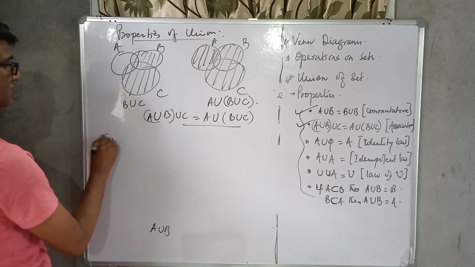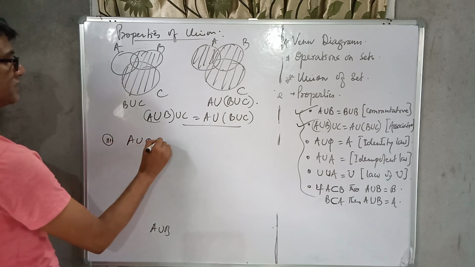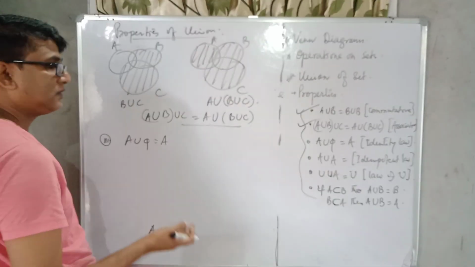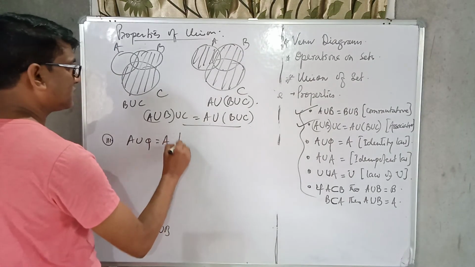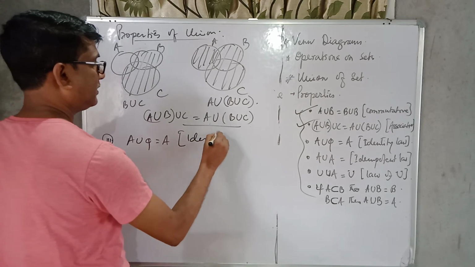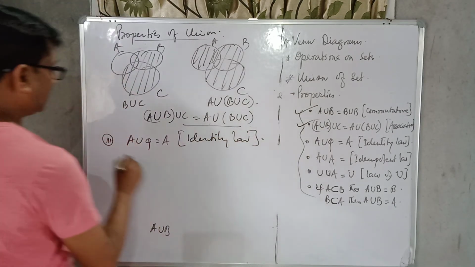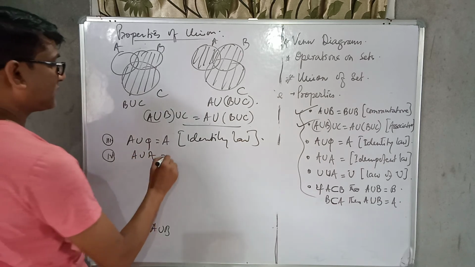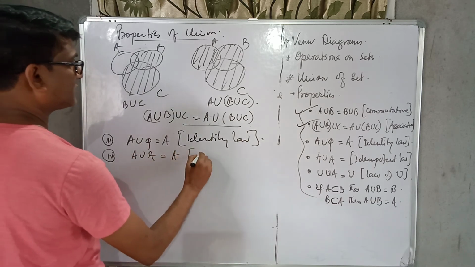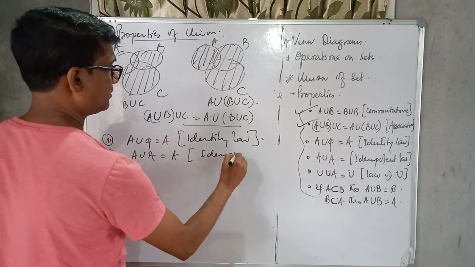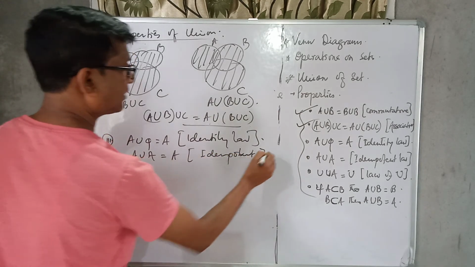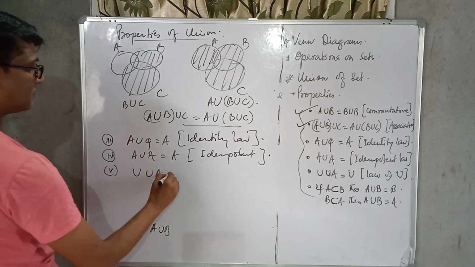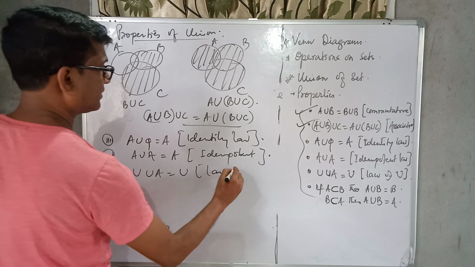What is the third property? A union phi is equal to A. Phi is the empty set. If we take the union of any set with the empty set, this is called the identity law. Next, the union of a set with itself is the set itself. This is called the idempotent law. Next, if we take the union with the universal set, that is the law of U.